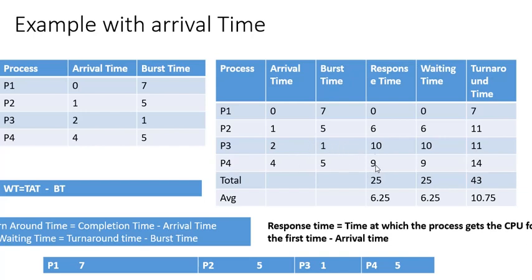And same way for process 4, 7 plus 5 plus 1, that is 12 plus 1, 13. That is the first time it will get the CPU, minus the arrival time 4. So 13 minus 4 is what? 9. So that way you can find out the response time.